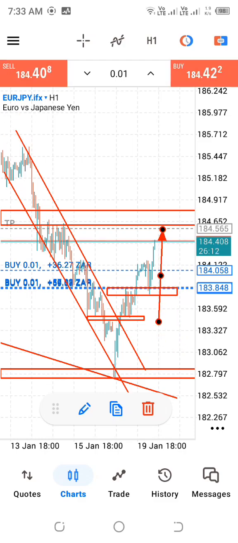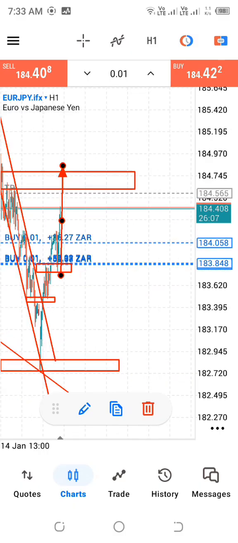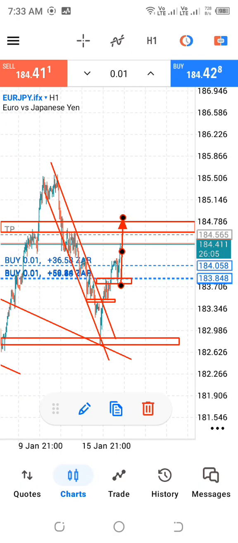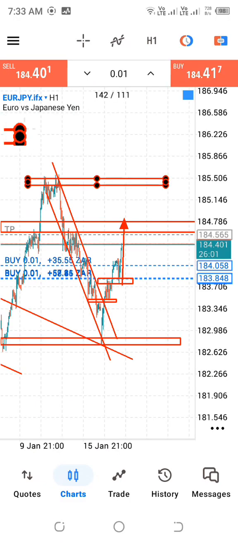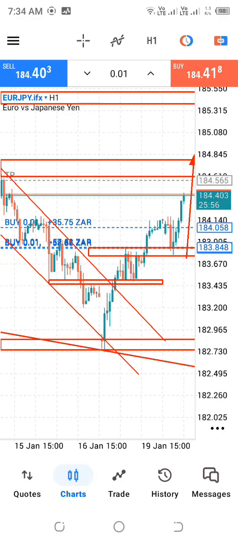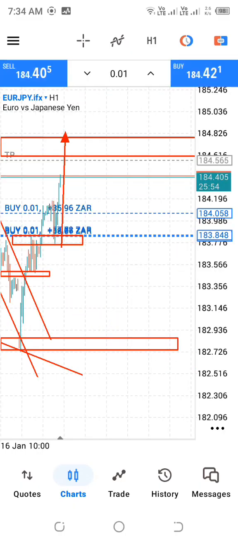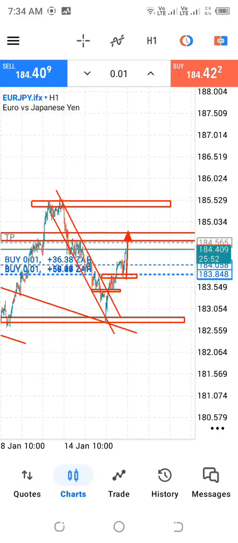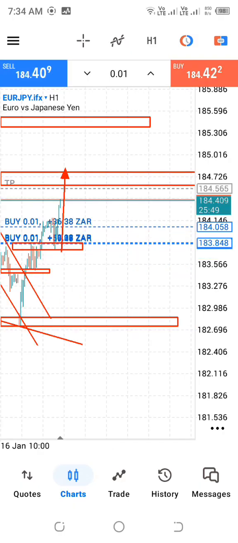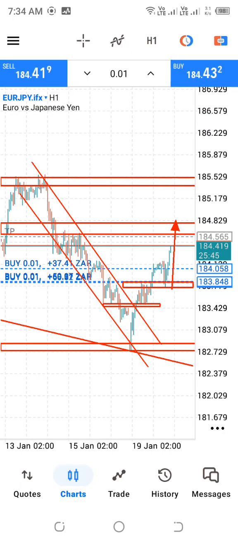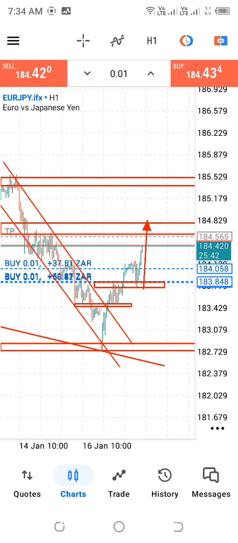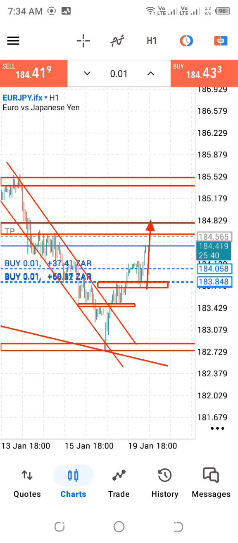So now I'm expecting to hit the TP. This is the first TP, the second TP, but I always go with the first TP. The first TP, the second TP, sometimes it won't go there. Right. This is what we have on Euro JPY. Let me hold and see.